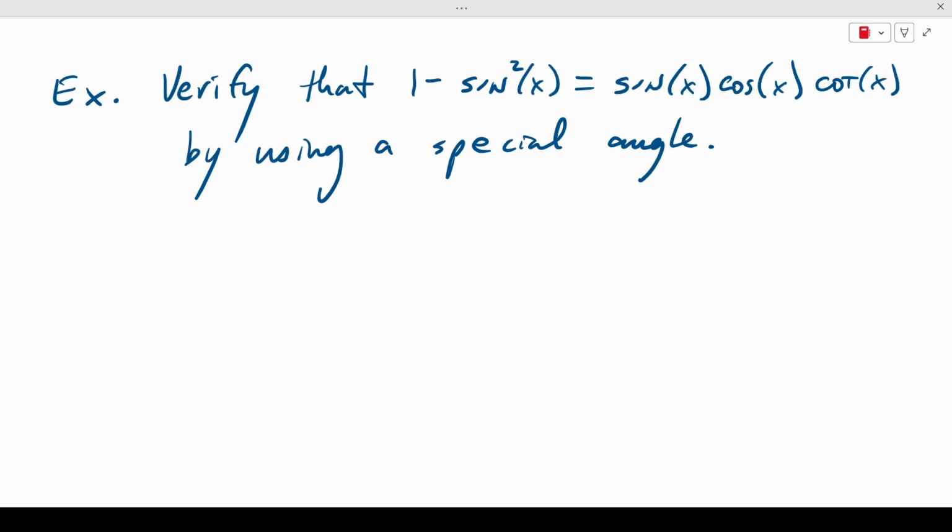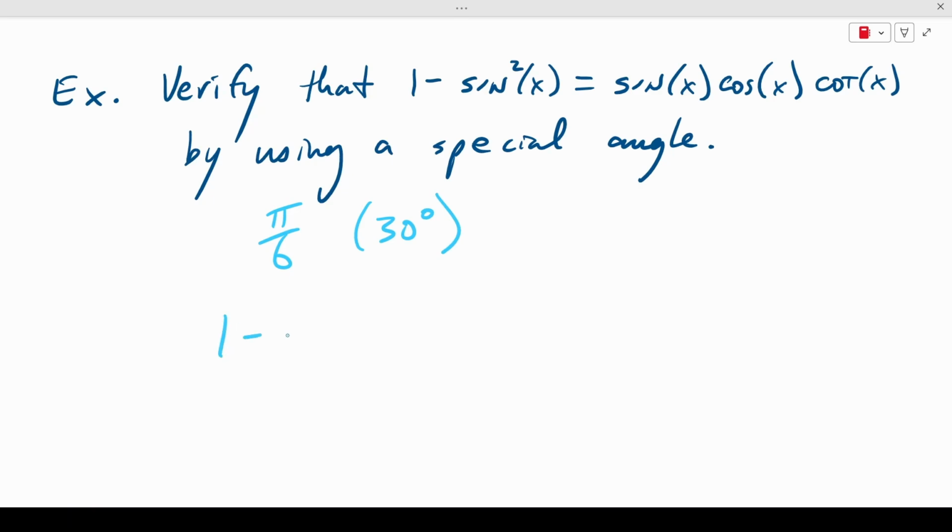Okay, so now I'm going to verify this using a special angle. In this question, it's leaving it open to me which special angle to pick. Anything I want. So I don't know, I'm kind of partial to pi over 6. That's equal to 30 degrees. I like it. So I'm going to use pi over 6.